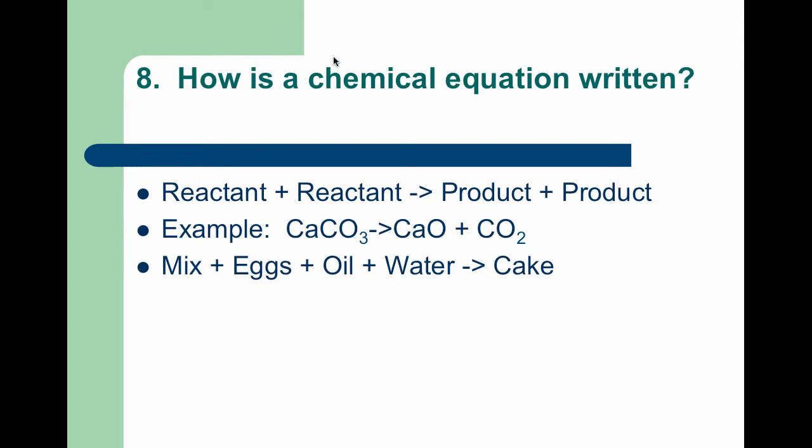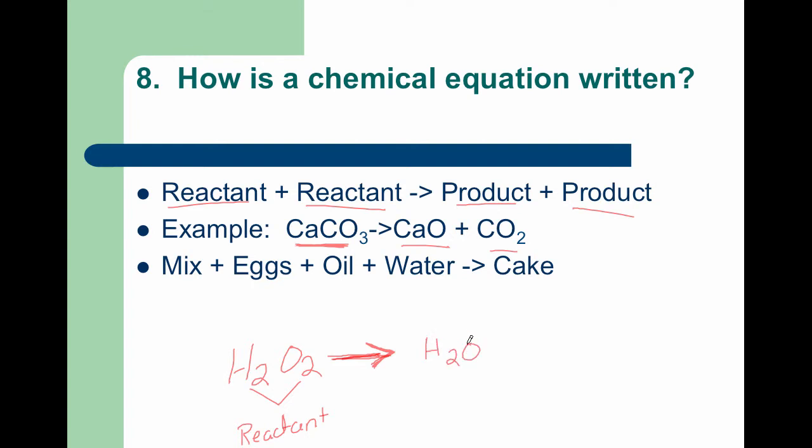So how is a chemical equation written? The standard formula is reactant plus reactant yields product plus product. But it's not always going to be written that way. In this case, you've got a reactant on this side and 2 products. If I were to go into my medicine cabinet and get hydrogen peroxide, which is H2O2, and let it sit for a really long period of time, that hydrogen peroxide is going to decompose. It's going to break down. So my reactant is hydrogen peroxide. I only have 1. And it's going to decompose into water and oxygen. So those are going to be my products.